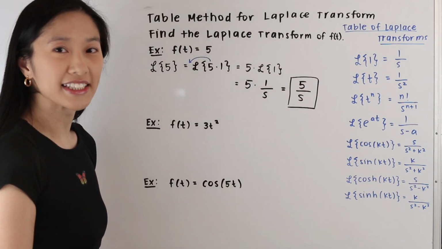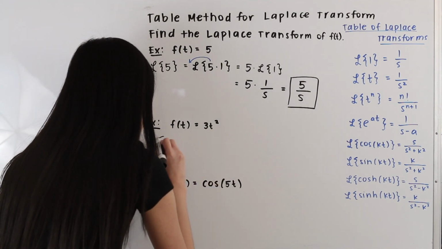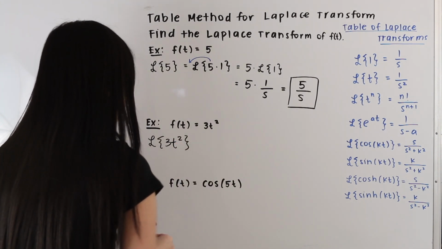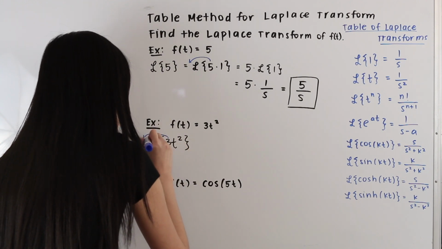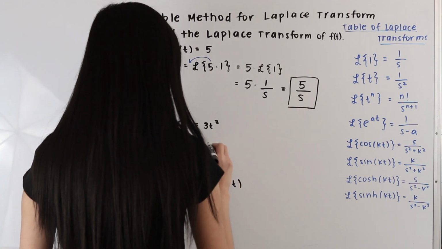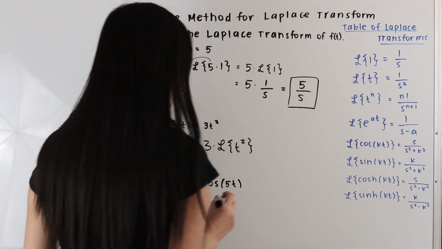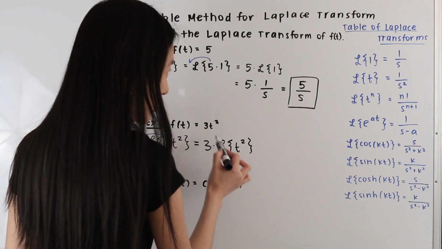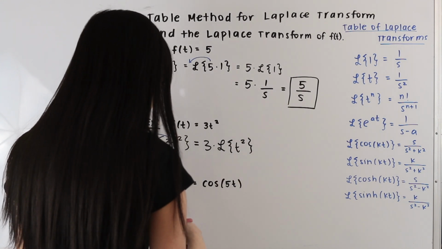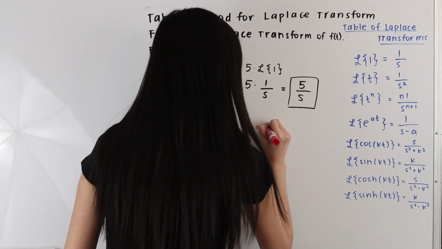And now let's go ahead and take a look at this example here. So we have f of t is equal to 3t squared. So let's go ahead and take the Laplace transform of 3t squared. And so let's start off by bringing this constant outside of our Laplace transform. And remember, we can do that because the Laplace transform is a linear transformation. So we have 3 times the Laplace transform of t squared. And we can determine what this is equal to using the Laplace transform of t to the n from our table. So let's go ahead and start off by identifying what n is equal to. So n is equal to 2.